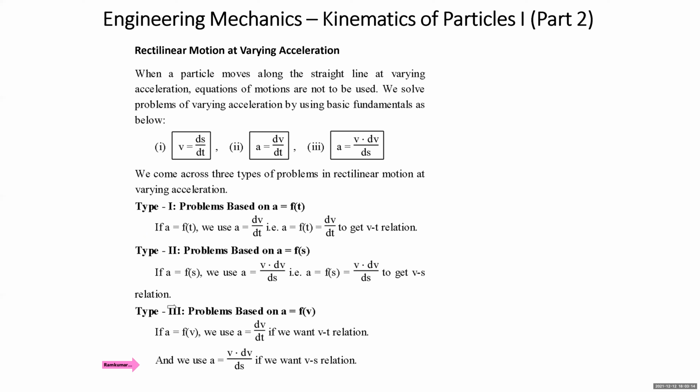So you should remember rigidly that if acceleration is a function of time, you need to write only acceleration is equal to dv by dt. In the second type, you should write necessarily only v dv by ds. Only in the third type, if acceleration is a function of velocity, you can write dv by dt or you can write v dv by ds. It depends on what relation you are looking for. If you are looking for the v-t relation, write a is equal to dv by dt. If you are looking for the v-s relation, write acceleration as v dv by ds. So we are ready to start with the type 1 problems.